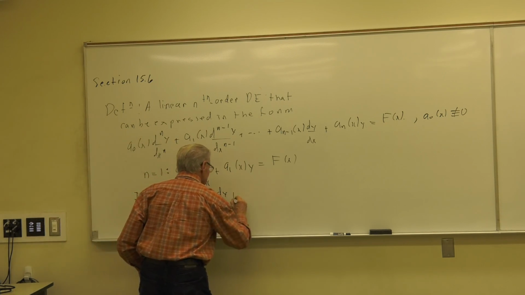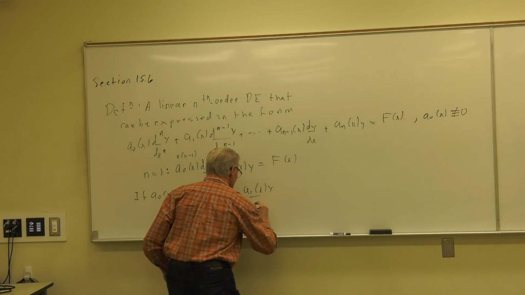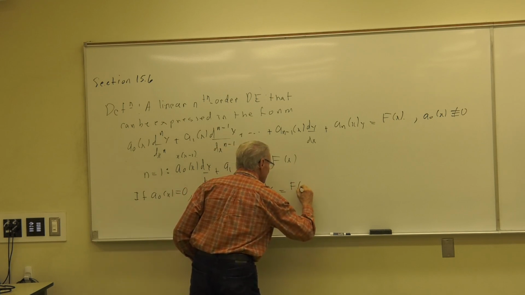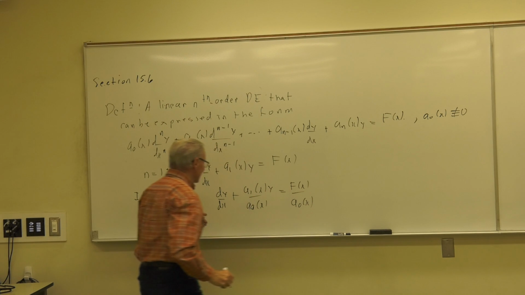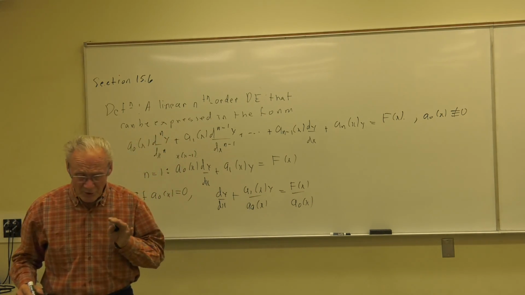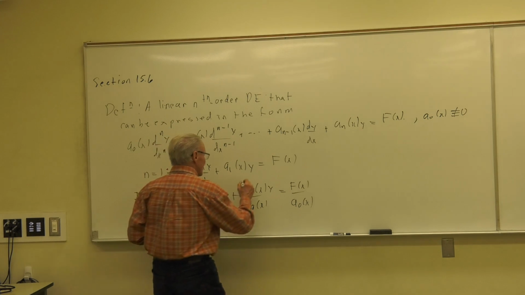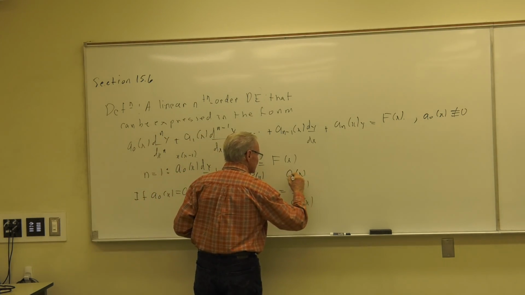and write dy dx plus a1 of x times y over a0 of x is equal to f of x over a0 of x. And what's that? That's the linear first order ones that we discussed in section 3. We call this p of x, and we call this q of x.